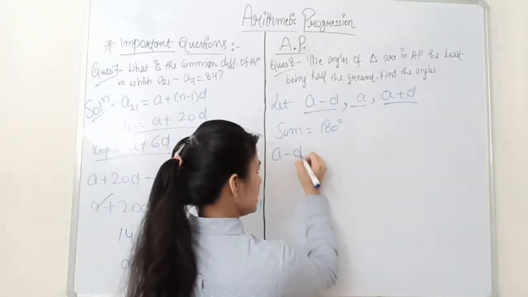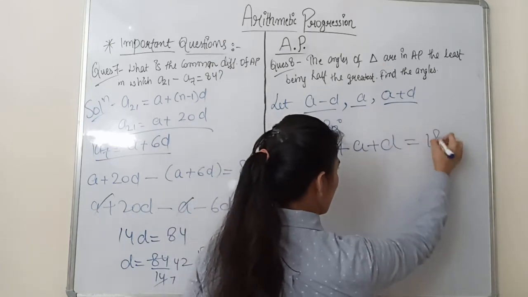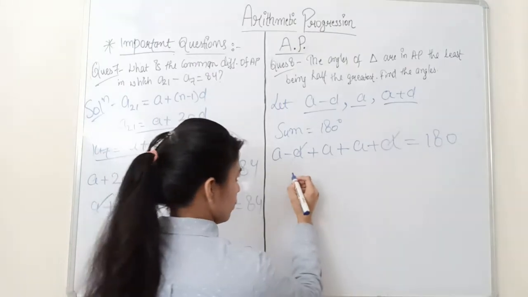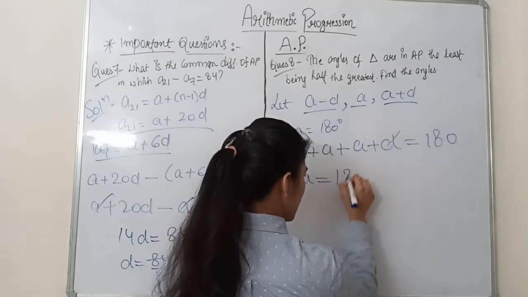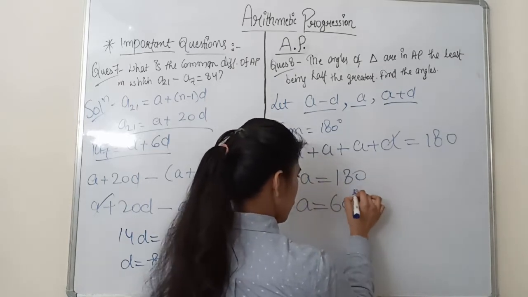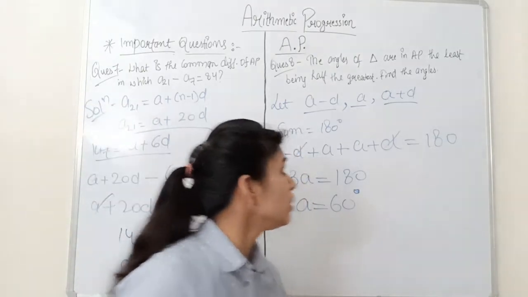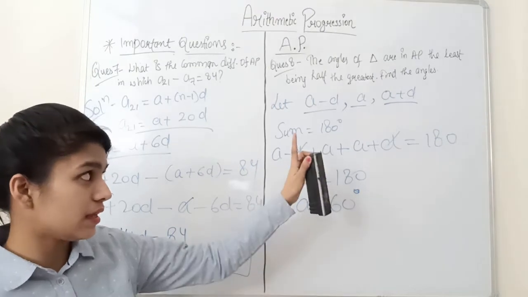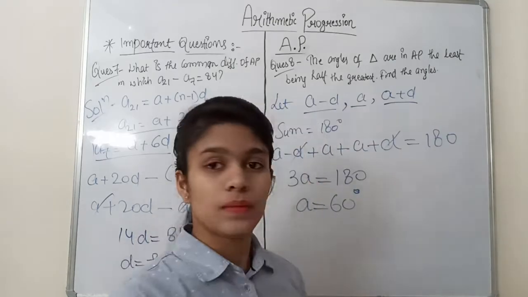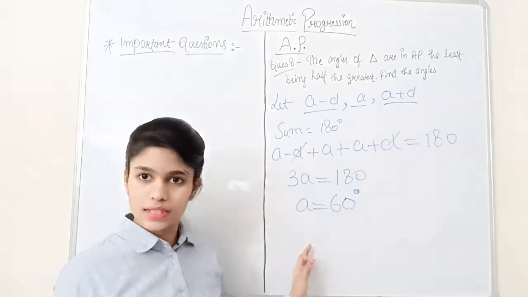So a minus d plus a plus a plus d will be equal to 180. This d and the d will be cancelled out. 3a is equal to 180. a is equal to 60 degrees. The value of a is 60. Now we can find out the values of angles. So what is the value of a? a is equal to 60 degrees.